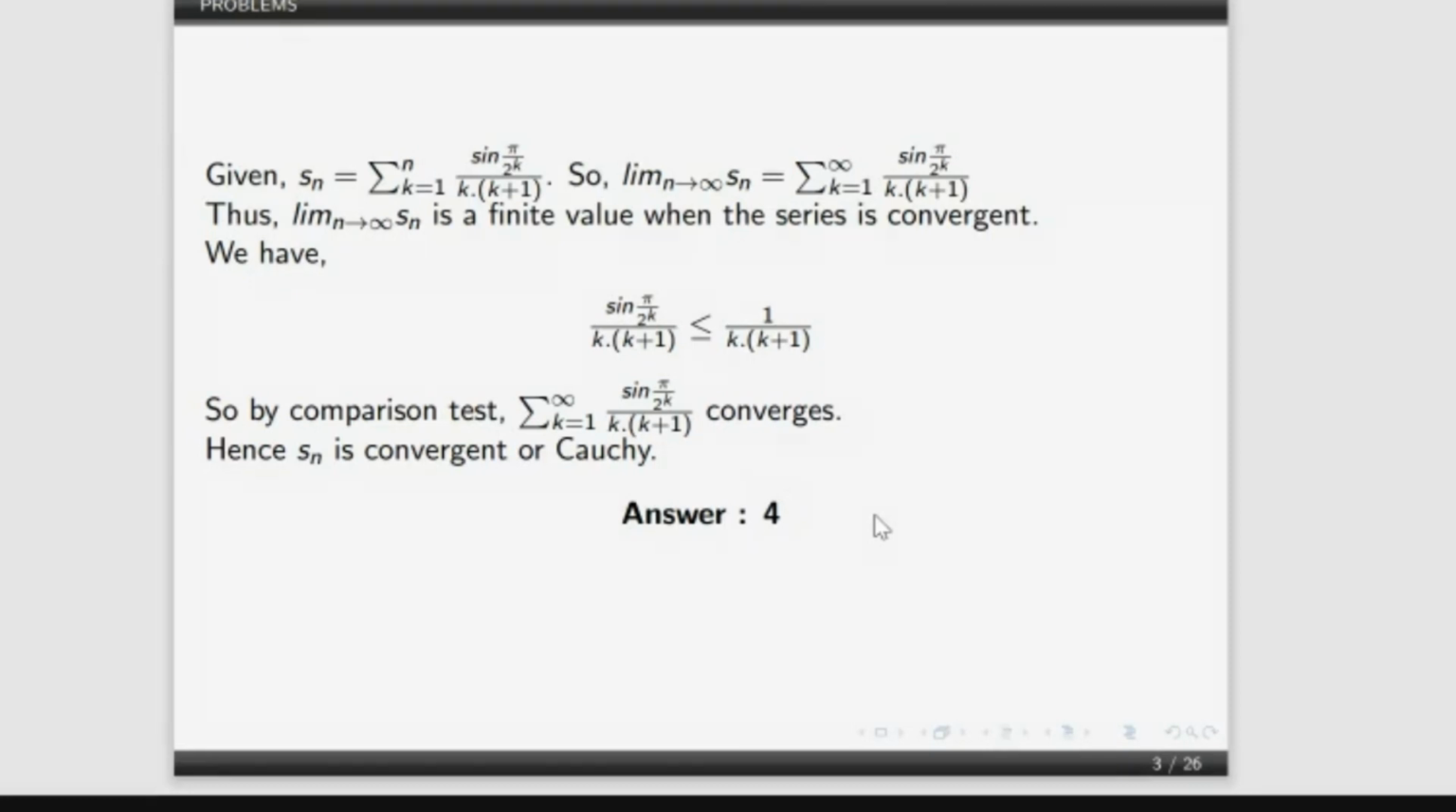Okay, so when we are talking about the range of sine, it is from -1 to 1. So here, the maximum value is 1. It is also required that when we are applying the comparison test, it should be a positive term series.